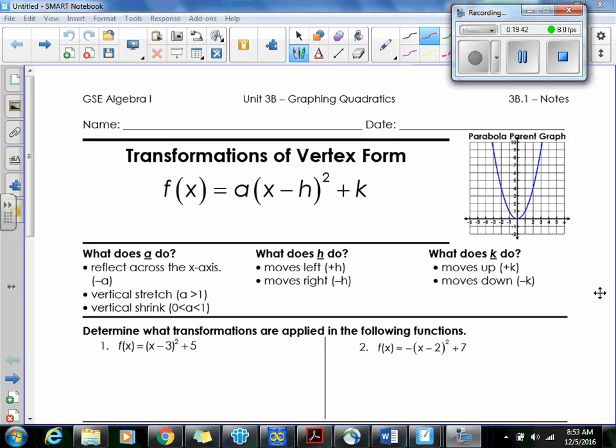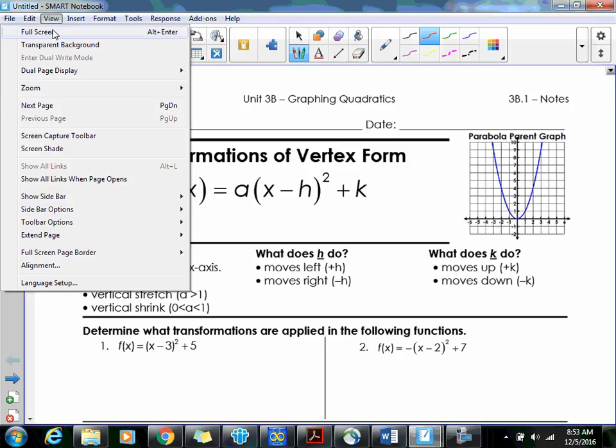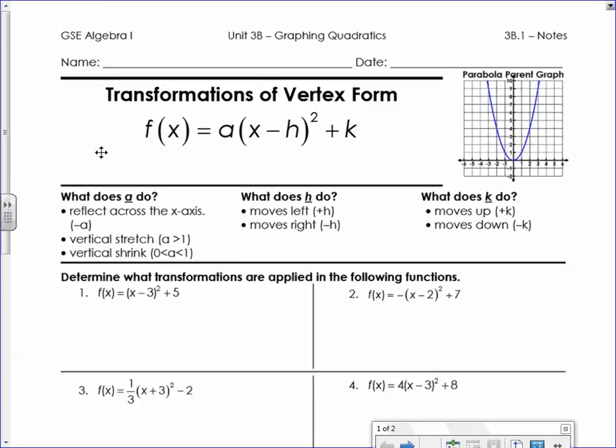Next sheet. So this is called transformations of vertex form. So we've been looking at standard form, but there are other forms, and this is called the vertex form. And I love the vertex form because of its name. Its name is so telling. The vertex form gives us the vertex of the parabola. That is so useful because it saves us time, okay?